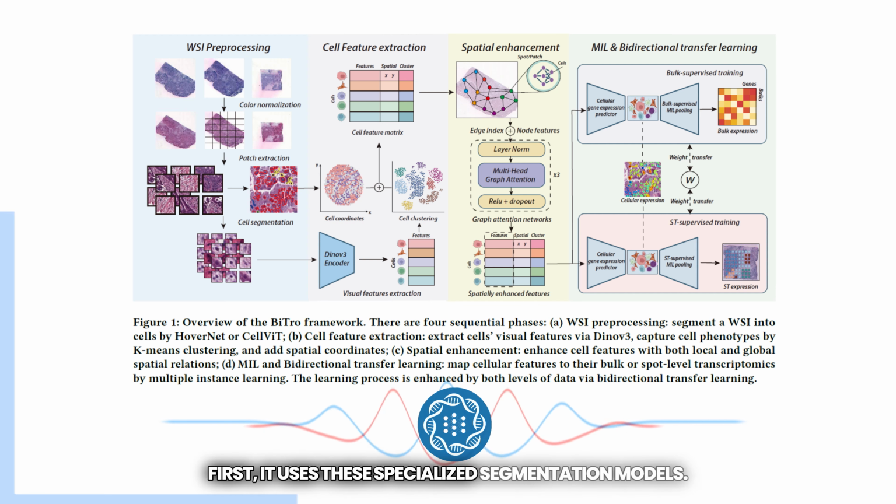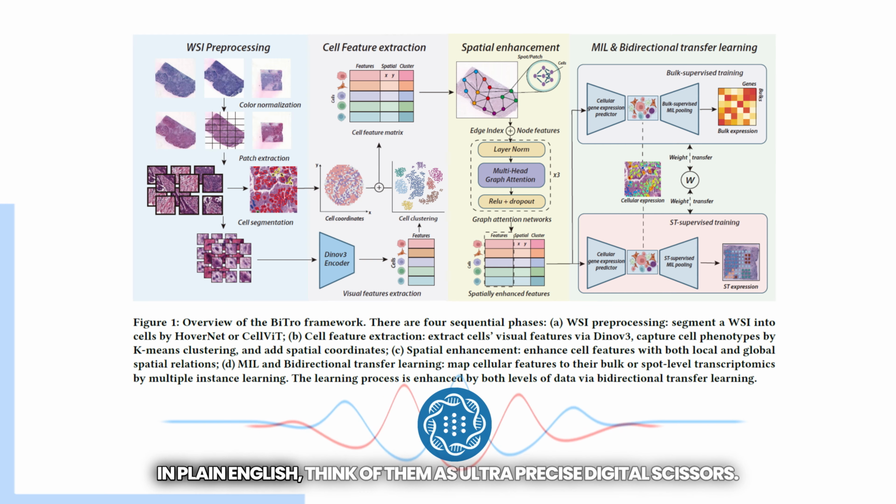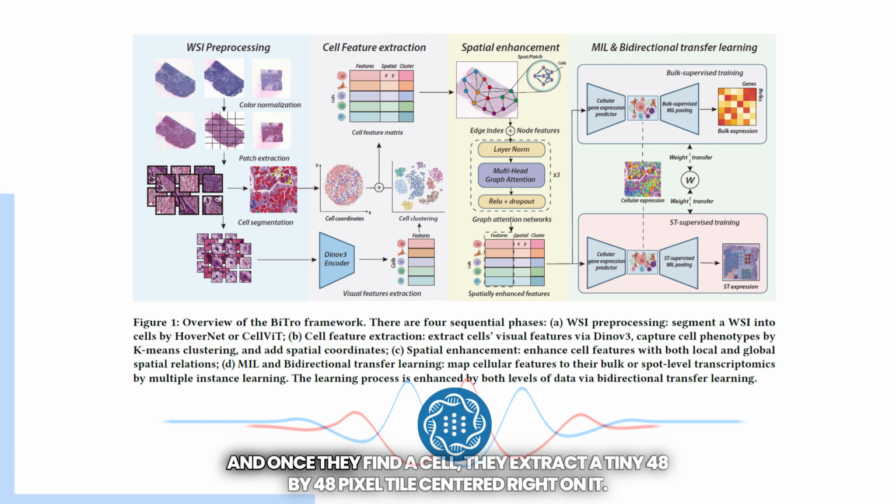First, it uses these specialized segmentation models. Okay. You might see names in the research like HoverNet or Bvv. Wait, what do those actually do in plain English? Think of them as ultra-precise digital scissors. Oh, I like that. Right. They scan the massive image and literally find the boundaries of every single individual cell. And once they find a cell, they extract a tiny 48 by 48 pixel tile centered right on it.